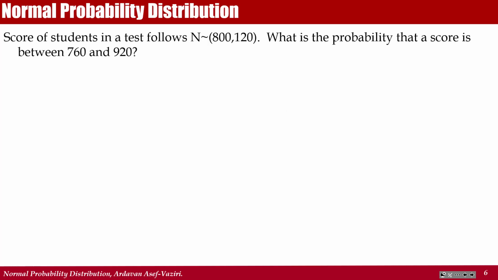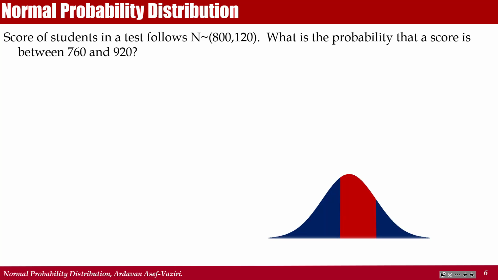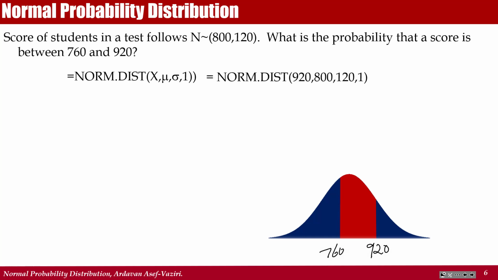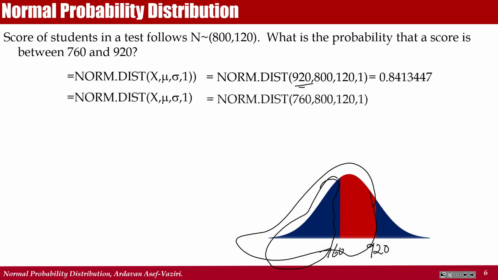Score of students in a test follows normal distribution with average of 800, standard deviation 120. What is the probability that the score is between 760 and 920? Exactly the same as the previous part. We are looking for this area, which is between 760 and 920. For 920, we find the area, that is this area. And then we need to find this area and take it out. So that is 760, we compute it, and then we subtract.